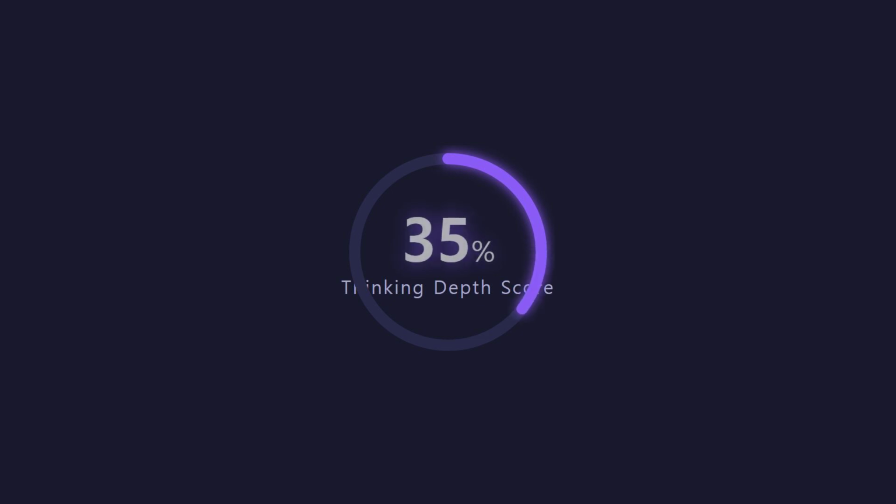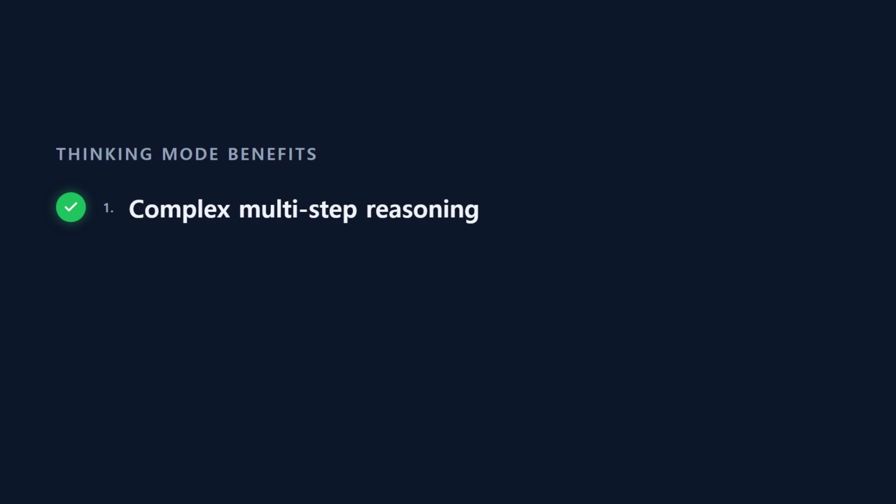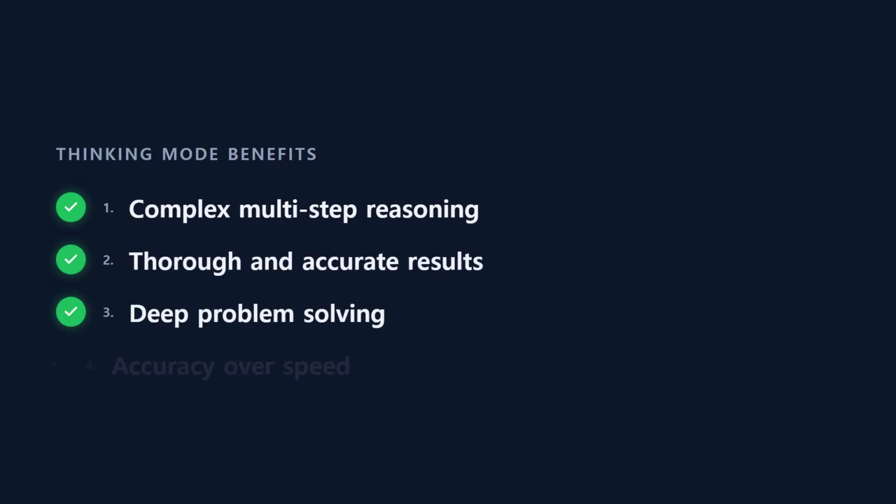Then there is Pro mode, which sits at the top of the capability stack. Pro is reserved for the most demanding use cases: deep research, sophisticated analysis, and tasks that push the boundaries of what AI can do today. It is the most powerful option available, and it is built for users who need the absolute best output, not just a good enough answer. If you are doing serious work, Pro is where you go.